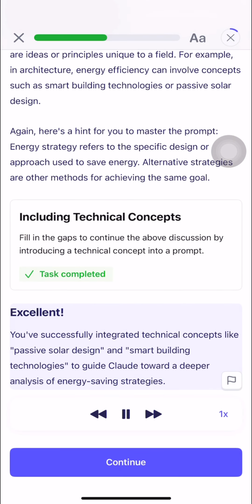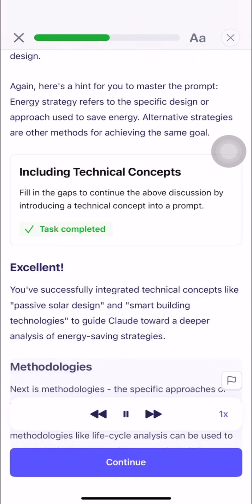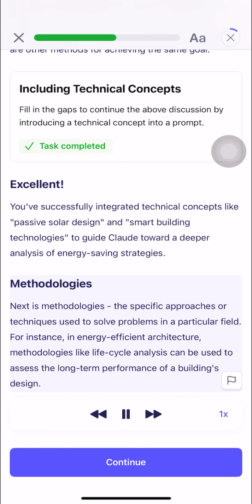Excellent. You've successfully integrated technical concepts like passive solar design and smart building technologies to guide Claude toward a deeper analysis of energy-saving strategies. Methodologies. Next is methodologies. The specific approaches or techniques used to solve problems in a particular field. For instance, in energy-efficient architecture, methodologies like life cycle analysis can be used to assess the long-term performance of a building's design.